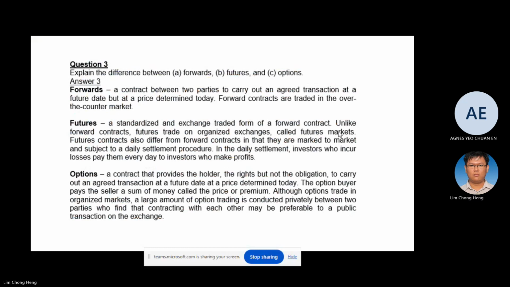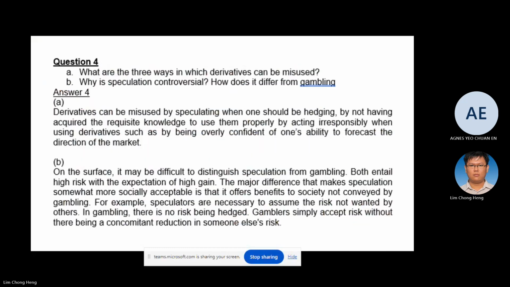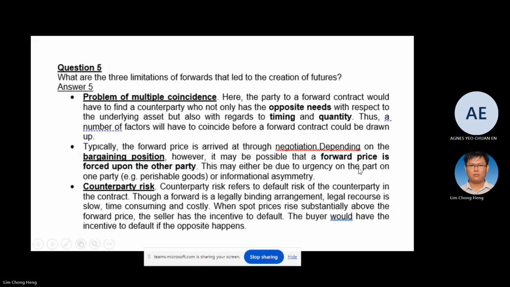Question 3. Need to explain or no? No need lah. You're maybe more expert than me. Question 3 we ignore lah. Okay. Question 5.